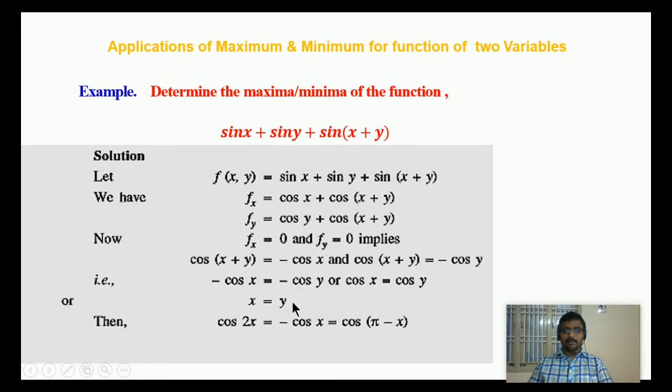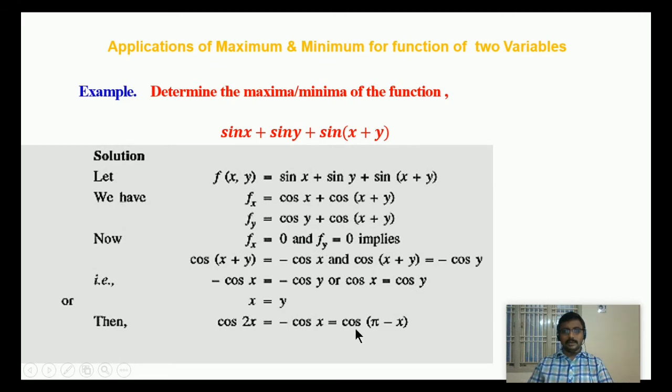Now putting x equal to y in one of the equations, we will have cos 2x is negative cos x. But negative cos x can be written as cos of pi minus x. So cos 2x is cos of (pi minus x), because in the second quadrant cos is negative.